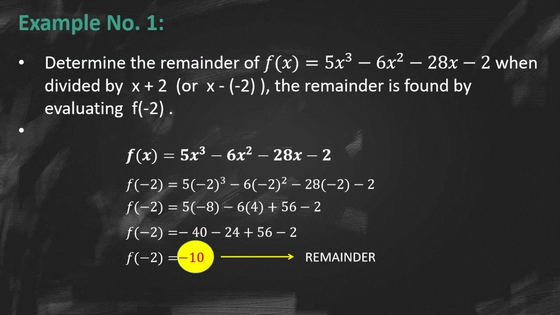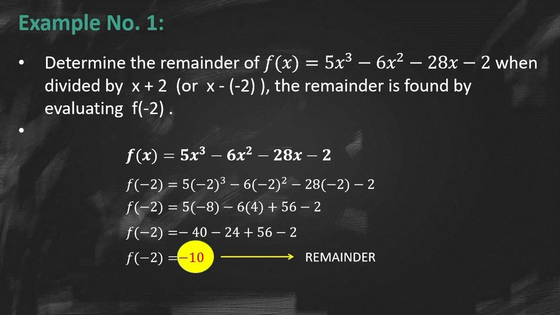So let's look at an example. Example number 1. We need to determine the remainder of the polynomial f of x equals 5x cubed minus 6x squared minus 28x minus 2 when divided by x plus 2, which is equivalent to x minus the quantity of negative 2. Then the remainder is found by evaluating f of k, where k is negative 2, so we have f of negative 2.